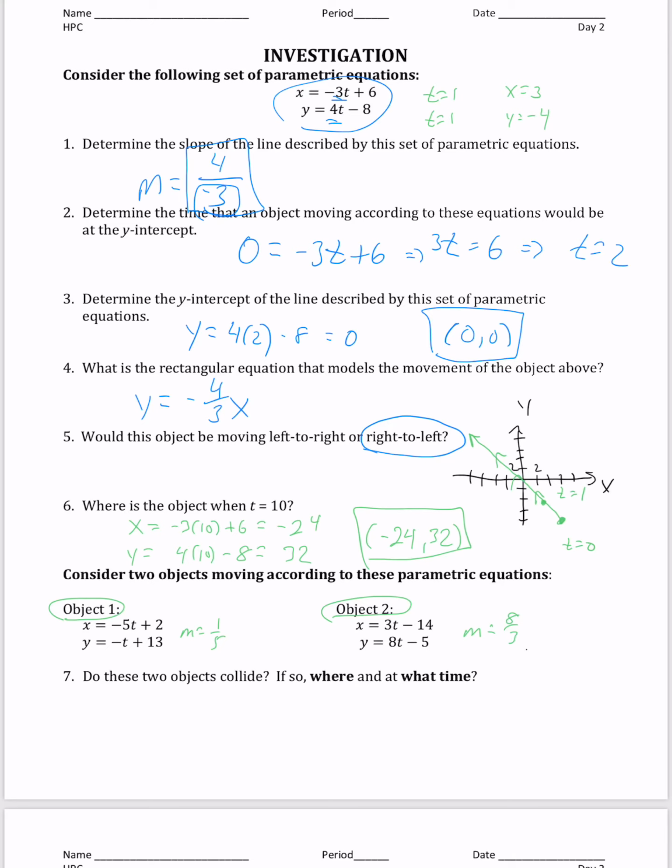Well, probably the easiest way to do this is to set the two x functions equal to each other to find out what time the x's are the same, and then to take that time and plug it into the y and see if you get exactly the same thing. So let's see if that works. So we'll take -5t plus 2, that's the x for the first object, and set it equal to 3t minus 14. Solving for t, let's add 5t to both sides, and then add 14 to both sides.